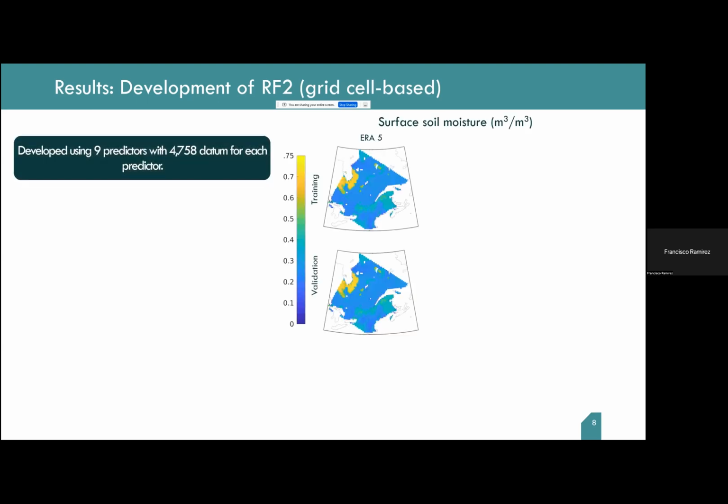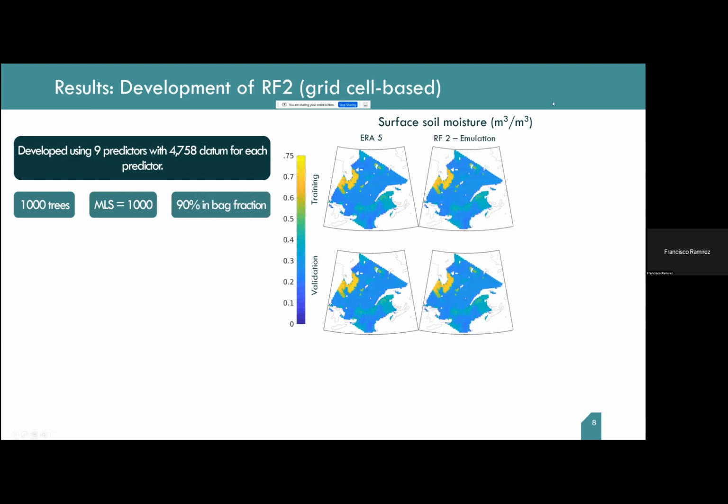Okay, to develop the RF2 model, an array of models was trained, as I previously said, one for each land cell. Each model was trained with 9 predictors, each with over 4,000 points. The random forest contains 1,000 trees, minimum leaf size is 1,000, and impact fraction is 90%. Here are the results for the RF2 model.